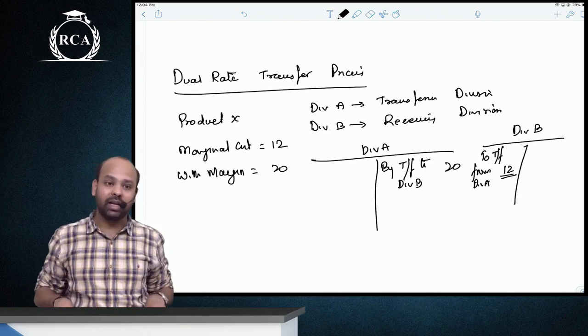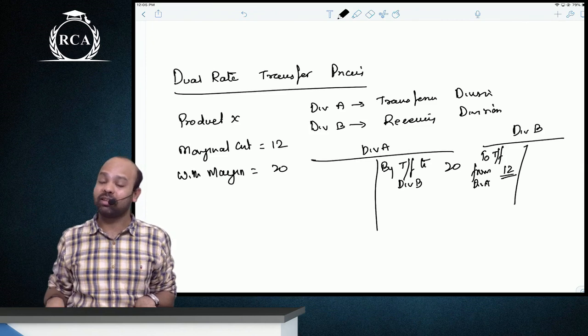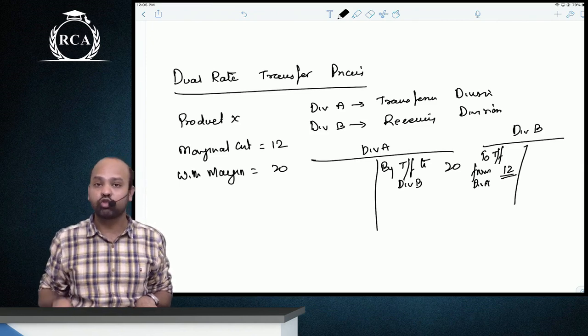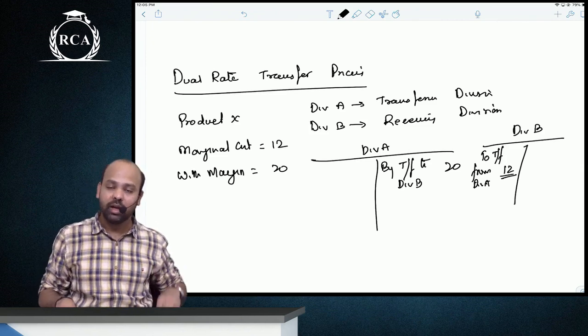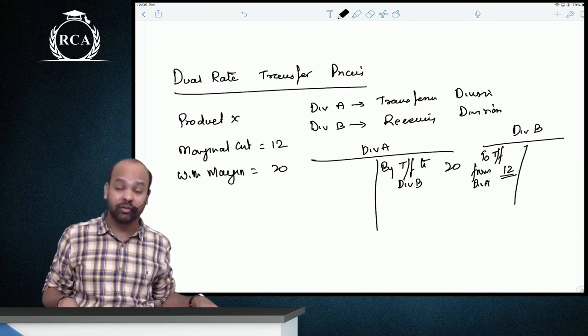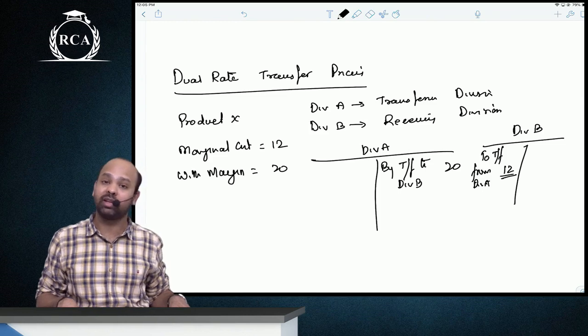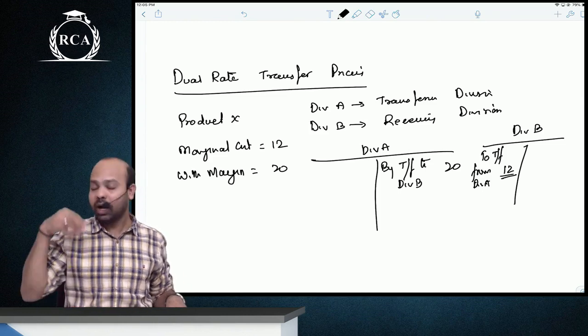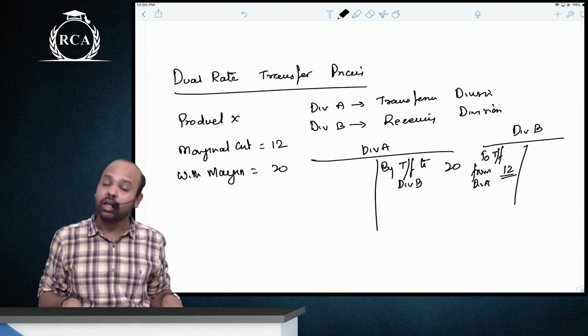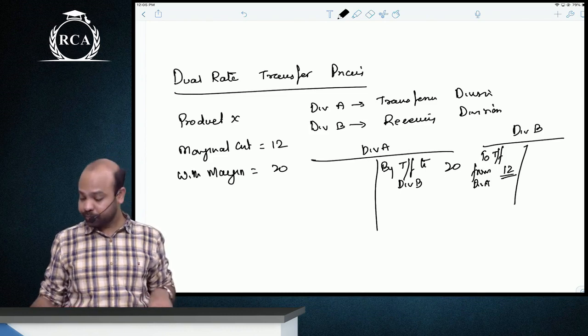I am repeatedly telling you, division B taking a decision on the basis of overall marginal cost to the company would make sense only when there is no opportunity cost for division A. Only when division A has spare capacity, or does not have an external market. Otherwise, this would not make sense.